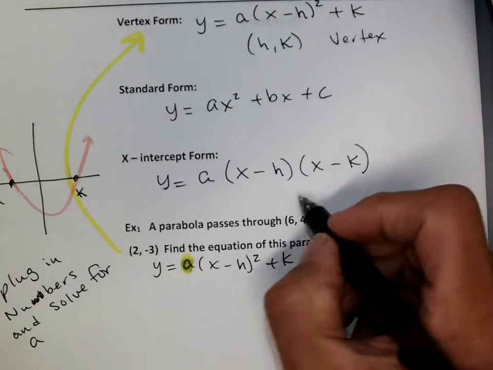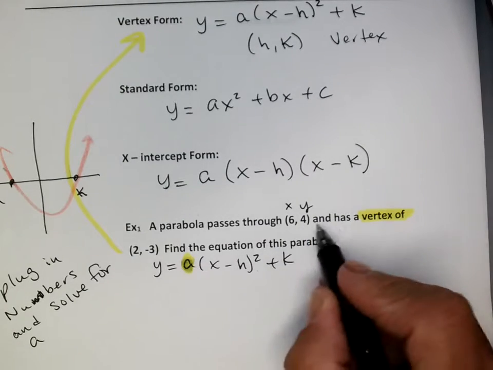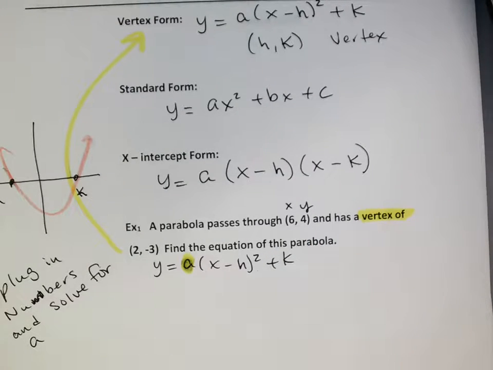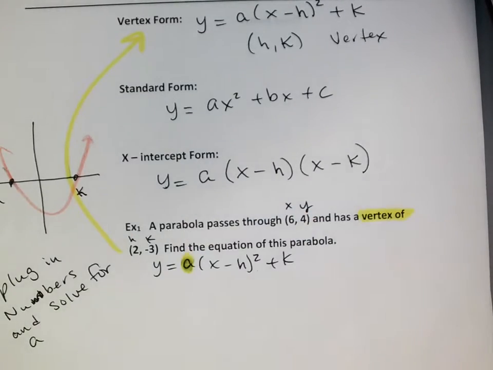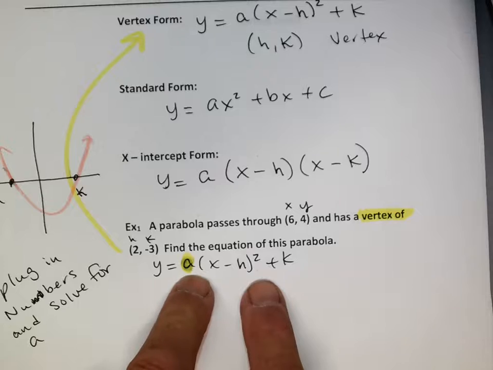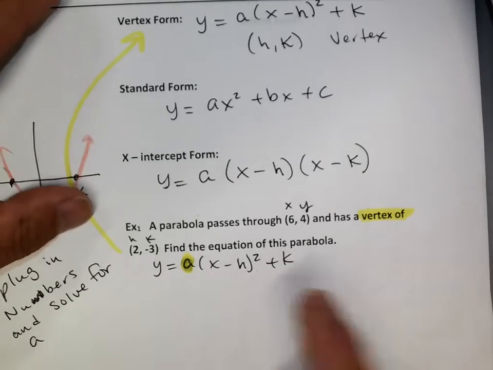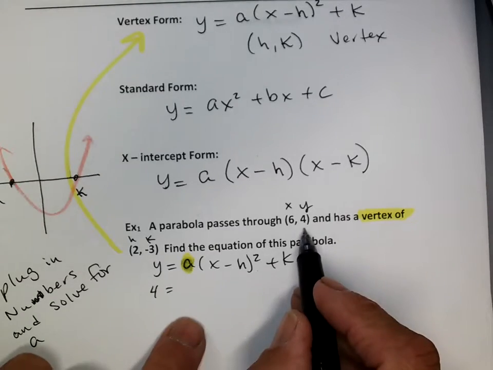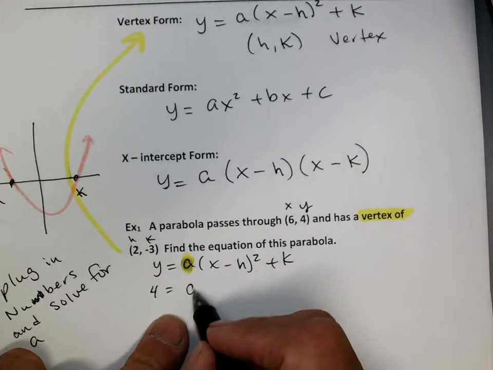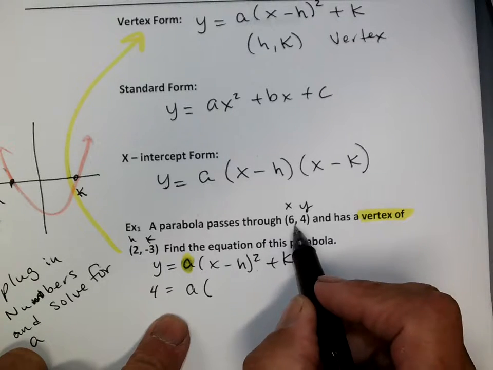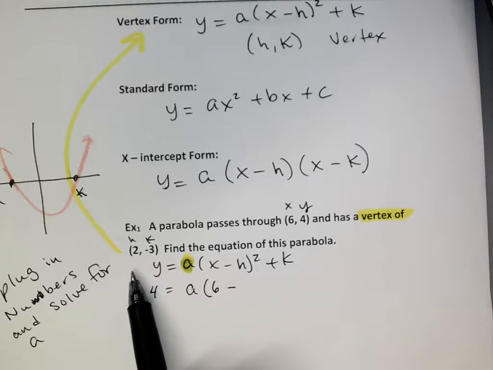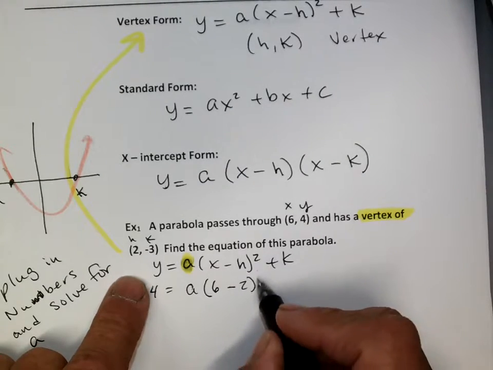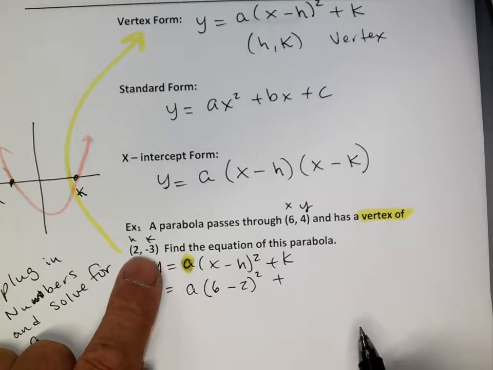You see my X and my Y can be the 6 and the 4, because that's a point, right? And then my vertex tells me that my H is 2 and my K is -3, vertex form. So I'm going to put those values into my formula, and then all that would be left is just the A. So let's check it out. I'm going to put my 4 in here for Y. I don't know A, but that's what I want to find. Parentheses, I have an X value of 6. I'll put 6 here. Minus H. Now H comes from the vertex, right? So I'm going to put my 2 right here, squared, plus my K, and my K value is a -3.